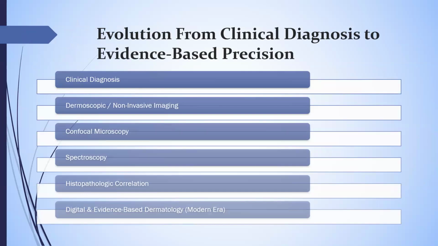So, evolution from clinical diagnosis to evidence based precision. For us dermatologists, we also always joke, if you're not able to diagnose at the first shot in a few seconds, then you really don't know the diagnosis and you got to work on it. And then, apart from this clinical examination, we started having dermoscopy, which is a non invasive imaging, a very small clinical equipment that we have. And then came the confocal microscopy, and then the spectroscopy, the Raman spectroscope, then the histopathological correlation, which I told you, taking a skin biopsy, and now it is going to evolve into digital and evidence based dermatology.